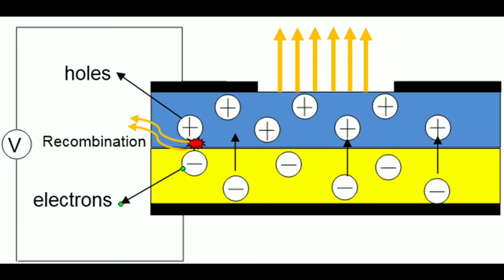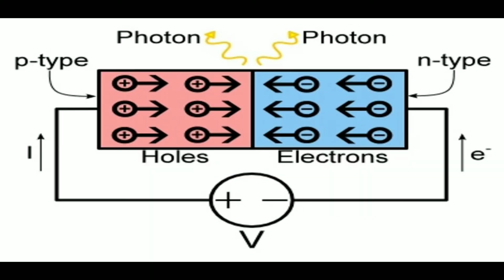So what happens when energy is released in the form of photons on recombination? In a standard diode, the energy is released in the form of heat. But in a light emitting diode, the energy is released in the form of photons. And we call this phenomenon electroluminescence.